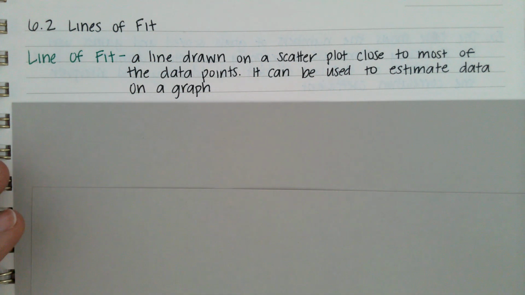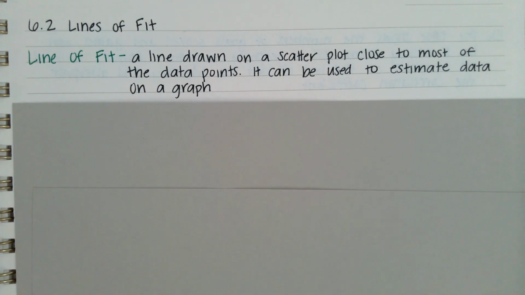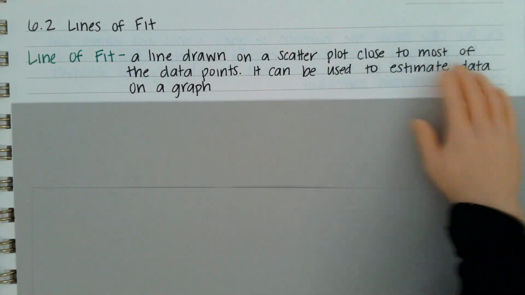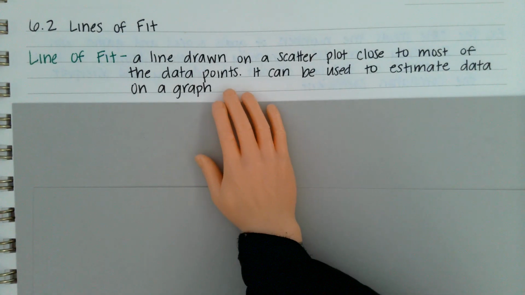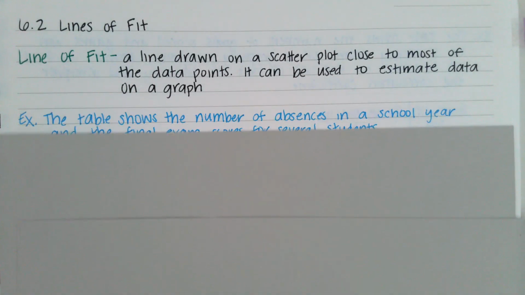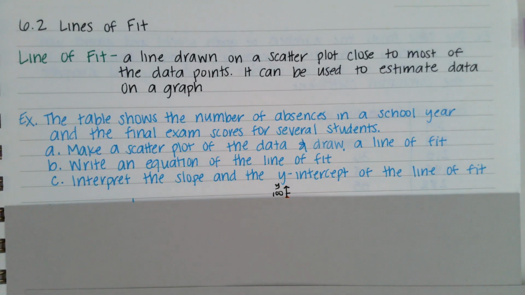This is 6.2, lines of fit. So a line of fit is a line drawn on a scatter plot close to most of the data points. It can be used to estimate data on a graph. So we use this a lot when we have scatter plots.